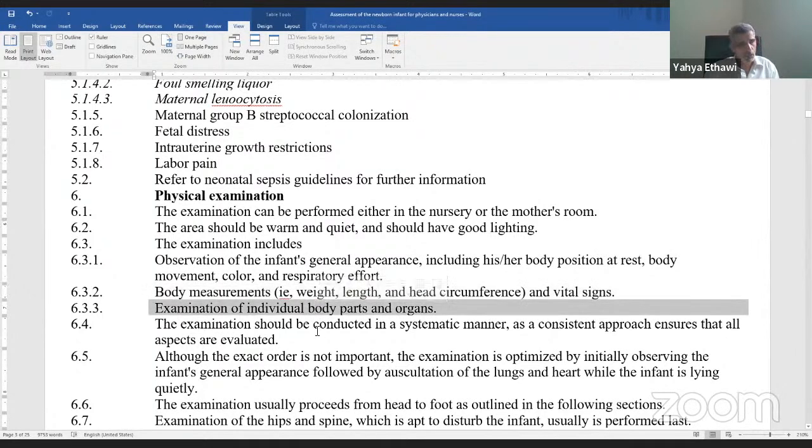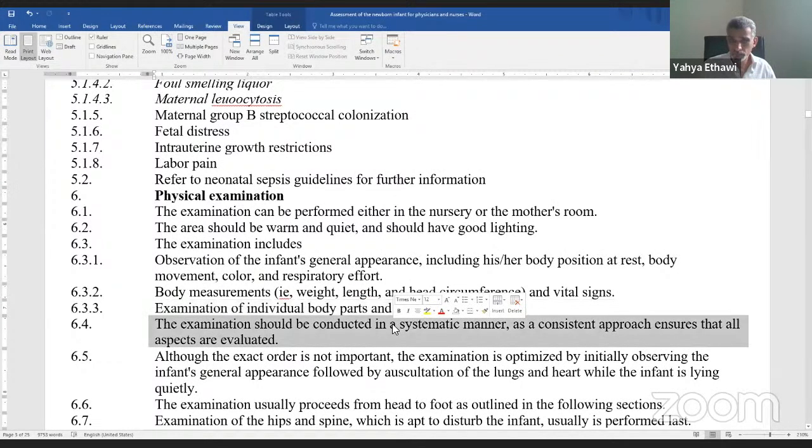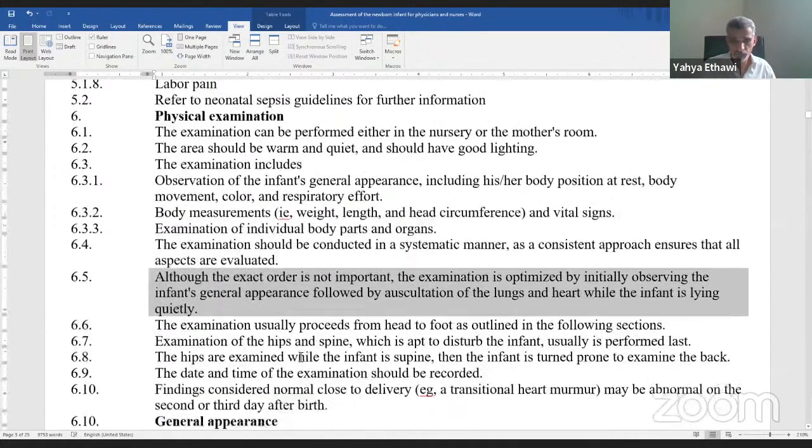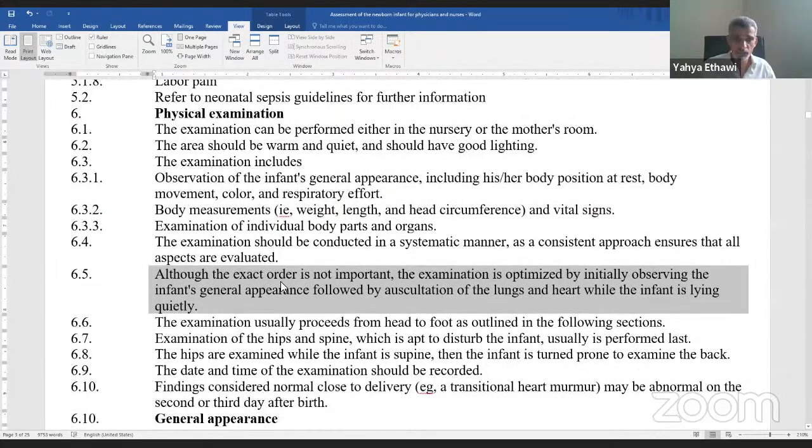So you have to have a system of assessment. You can go from up to down, from down to up, or by system, but you should have a system and be consistent with it. You do the same each time. The examination should be systematic, and you should not assume the baby is normal, even if assessed by previous physicians. It's good practice to forget the previous exam and do the exam from 0.